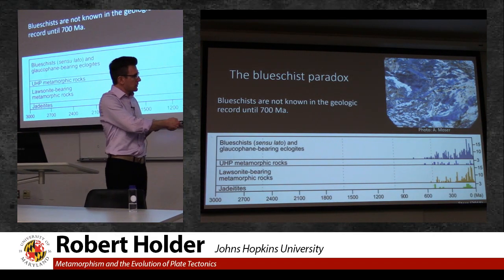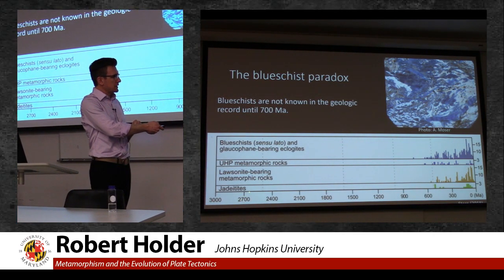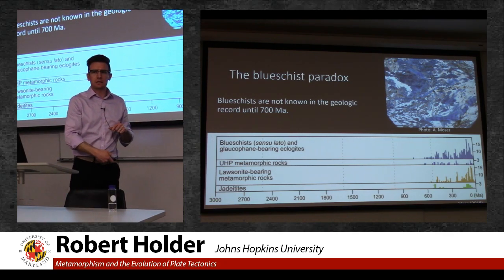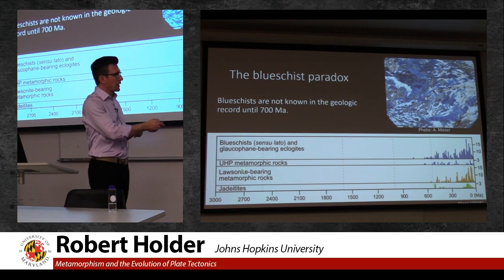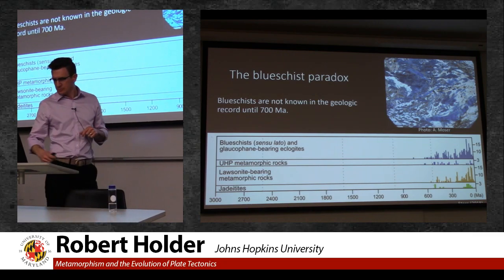So if subduction, and plate tectonics in general, supposedly began sometime back here, and metamorphic rocks are giving us a direct record of tectonic processes through time, where is the metamorphic record of subduction? Why don't we see it?